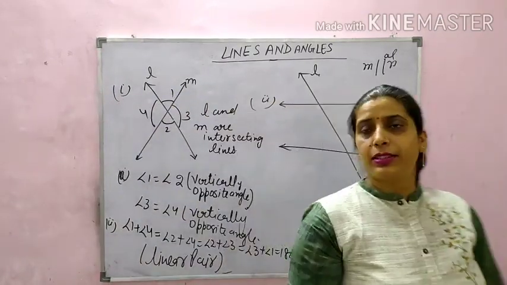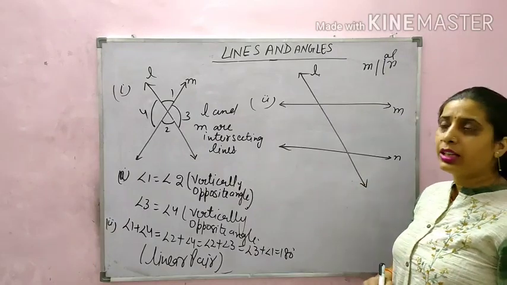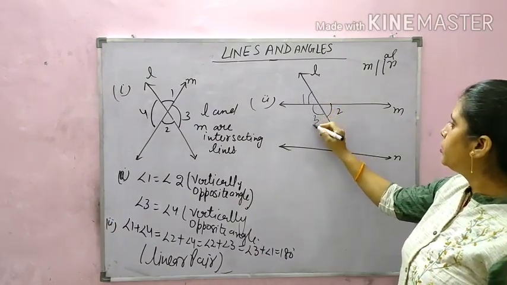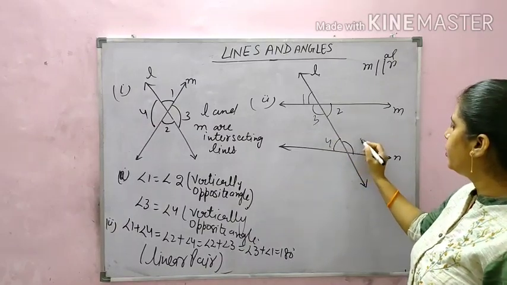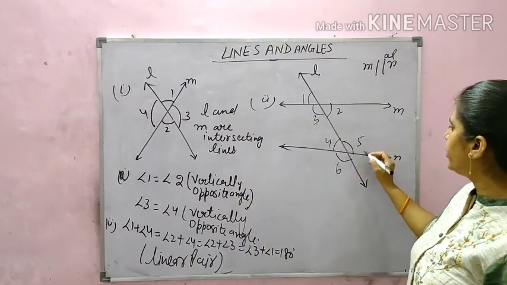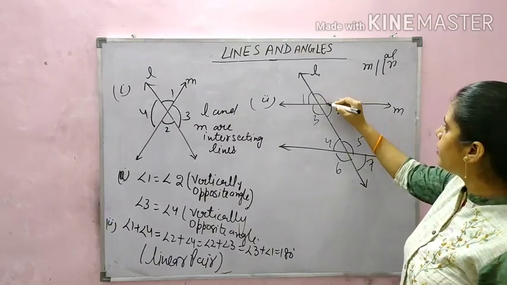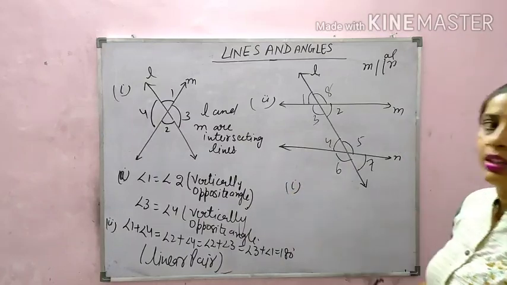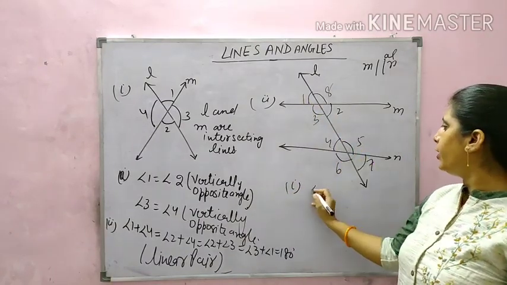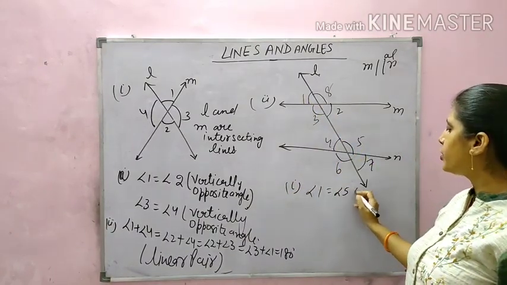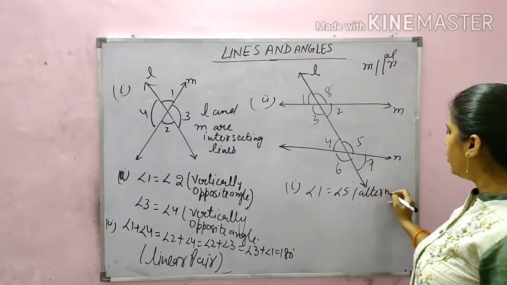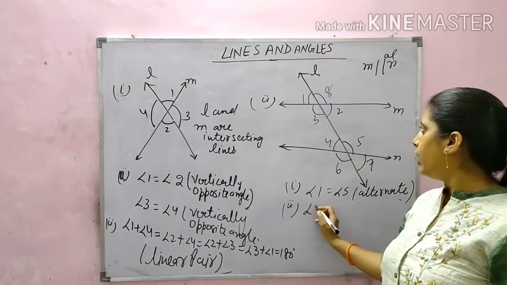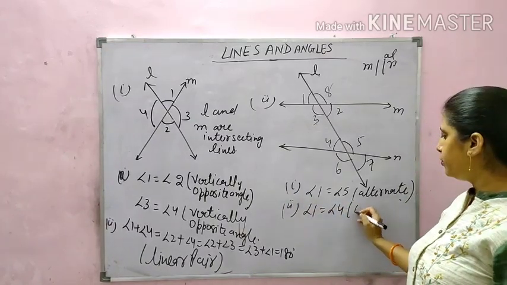Now moving towards parallel lines. In parallel lines, here also different types of angles exist, like 1, 2, 3, 4, 5, 6, 7 and this is 8. Clear? Now first, angle 1 equal to angle 5. Which type of angle? Alternate. Clear?